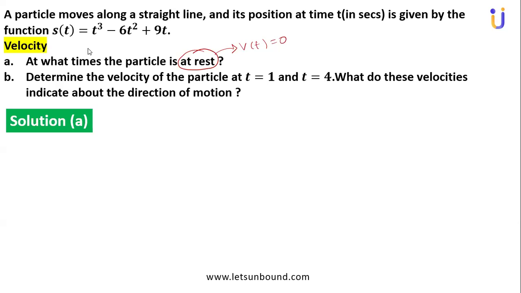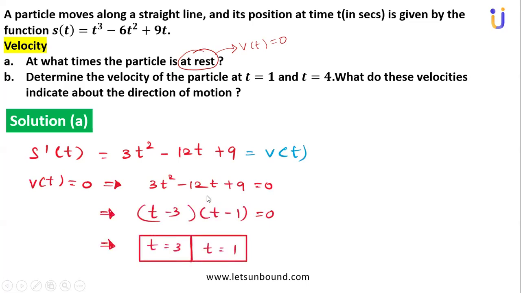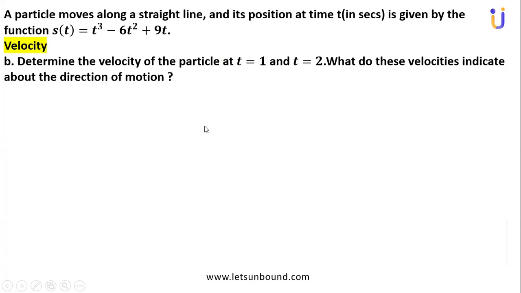So very simple. v of t means you just differentiate the s of t. s dash of t, just apply the power rule, and this is your v of t. Equate it to 0 and solve for your t. We got t is 3 and t is 1. So when time is 1 and 3 seconds, the particle is at rest. That's simple.